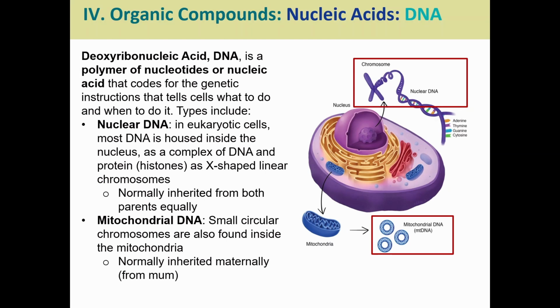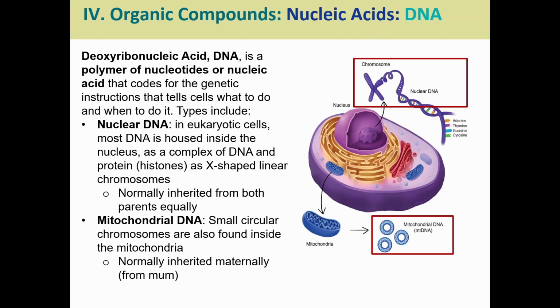So DNA, we have two different types of DNA in our cells. We have nuclear DNA. This is what you probably are thinking of when you think DNA because it's what we find in the nucleus. It's basically chromatin, which is the DNA with the proteins. We have the chromosomes. You get one set from your mom, one set from your dad. It's pretty straightforward. But we also have mitochondrial DNA.